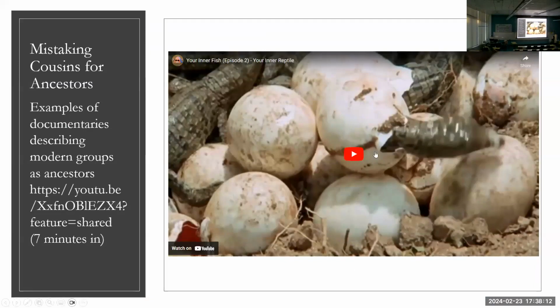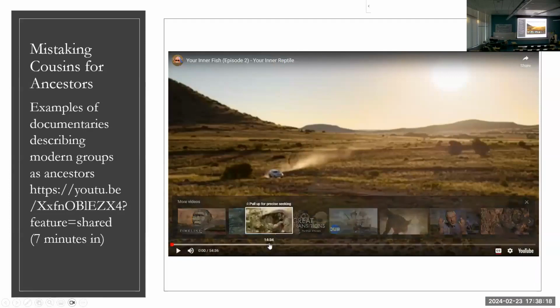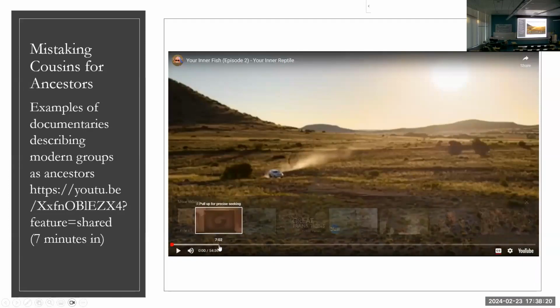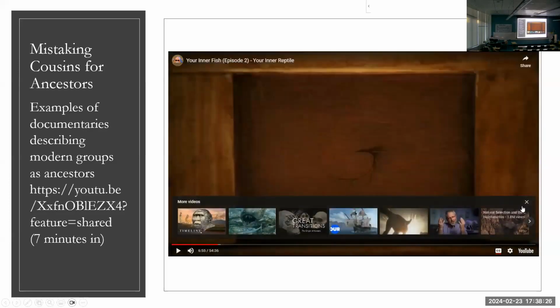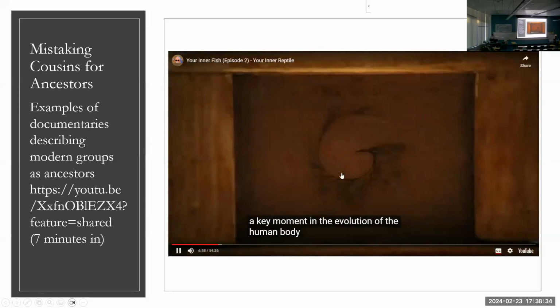Okay, so then here's this last one. This is from another great documentary called Your Inner Fish. This is really, really good. I love this one. We have the book, and I recommend watching it, but they're going to make the mistake again. So here they're going to show their nice little tree of life diagram.